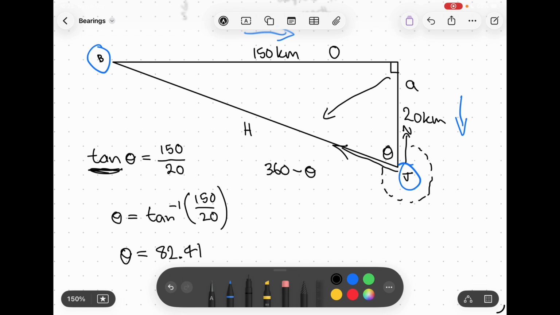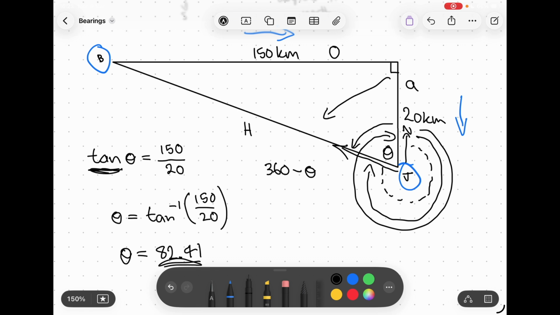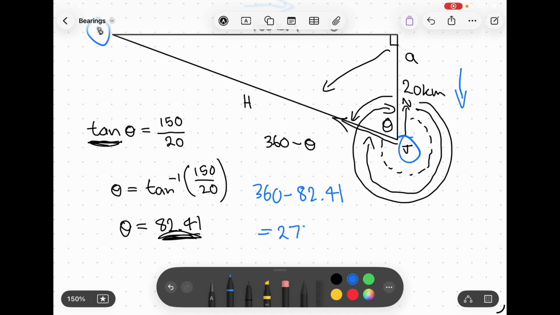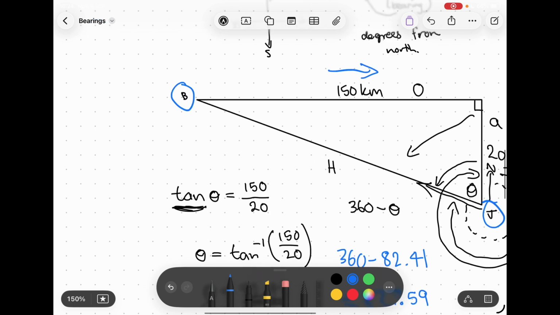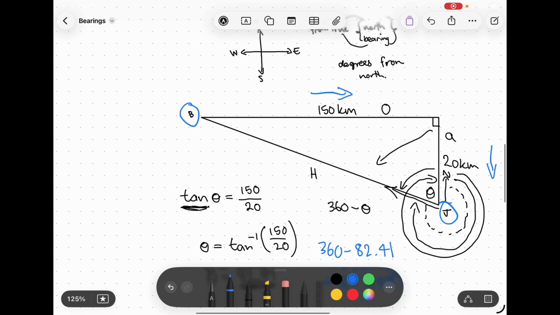So think back to what I was saying earlier. How are we going to find our true bearing? You can pause the video now, and I'm going to work it out now. To do that, because we have to find this angle around here, we know that if we go all the way to here, that's going to be 360 degrees, but we need to go back 82.41. So we can do 360 minus 82.41, which is 277.59.